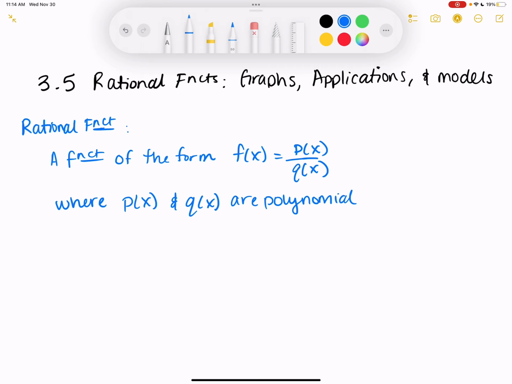where p of x and q of x are polynomial functions with q of x not equal to 0 is a rational function.